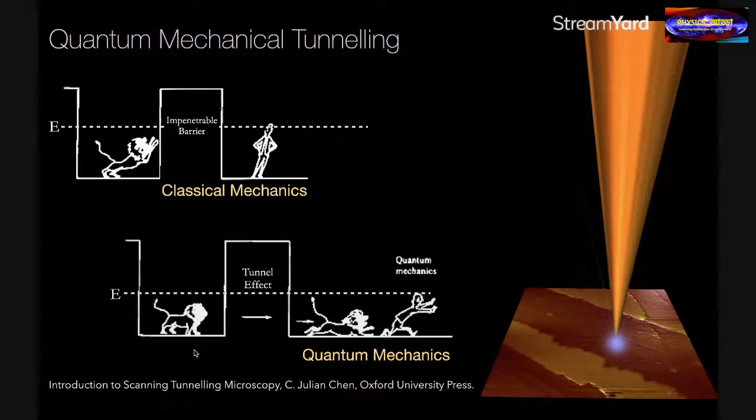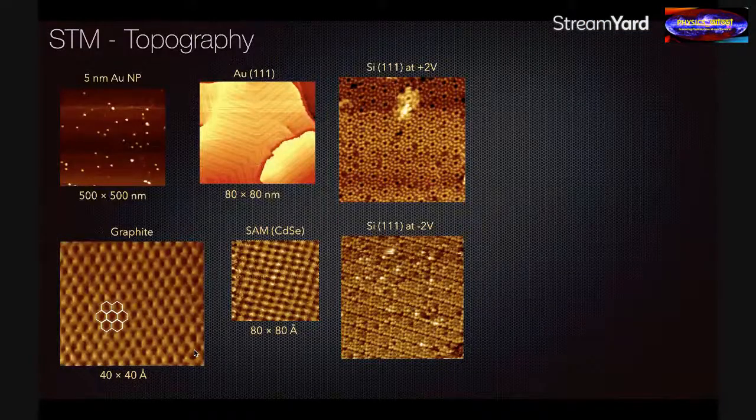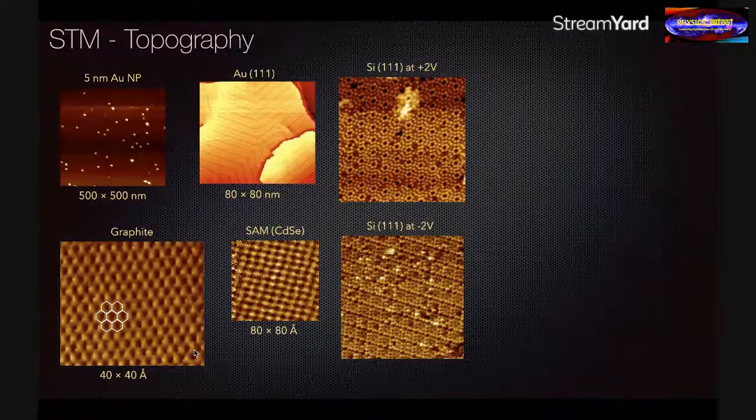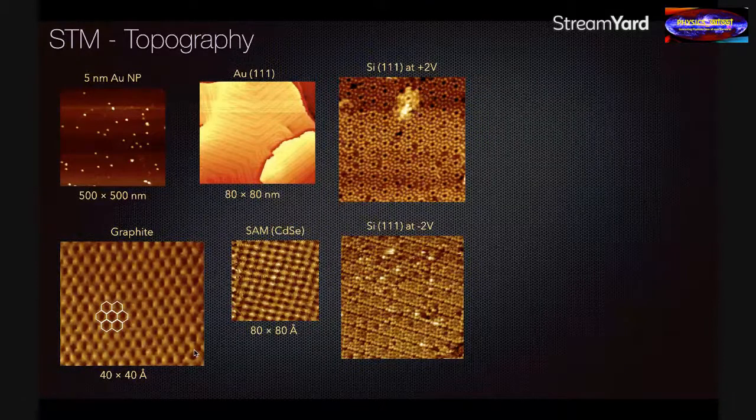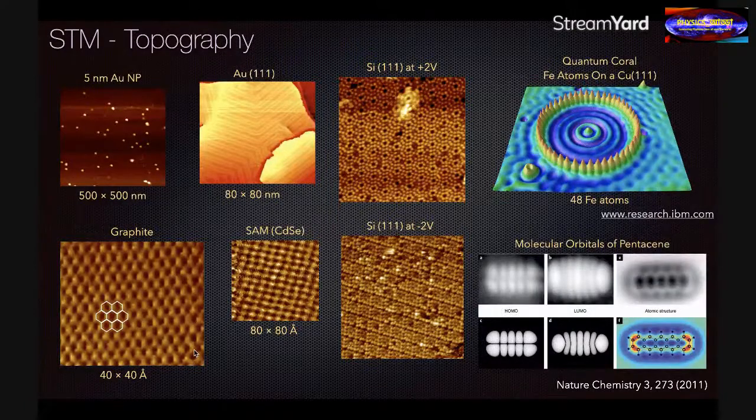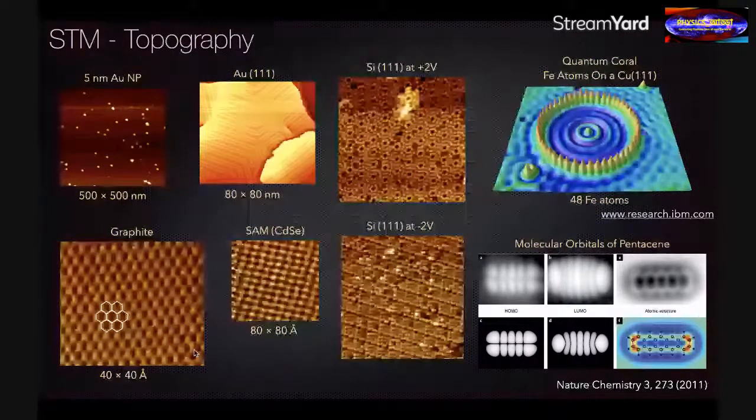And this phenomenon of quantum mechanical tunneling has been used mostly to do topography, or imaging nanoscale objects. Here I have an array of images from my own research experience, and you can see gold nanoparticles, the beautiful structure of a gold 111 surface, the structure of silicon at various voltages, and of graphite, and you can see really the hexagonal structure of graphite, self-assembled monolayers of cadmium selenide, all from my own research work, and also much more exotic things, copper, and even today, tunneling microscopy can be used in some form or the other to actually image the molecular orbitals of organic molecules like pentacene that is actually seen on the screen.